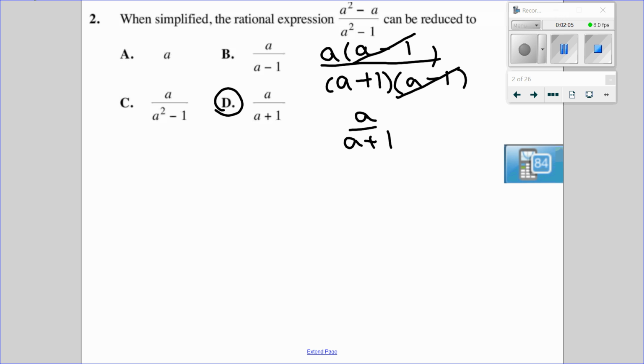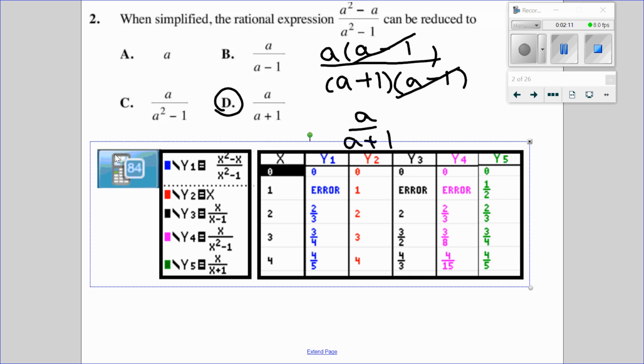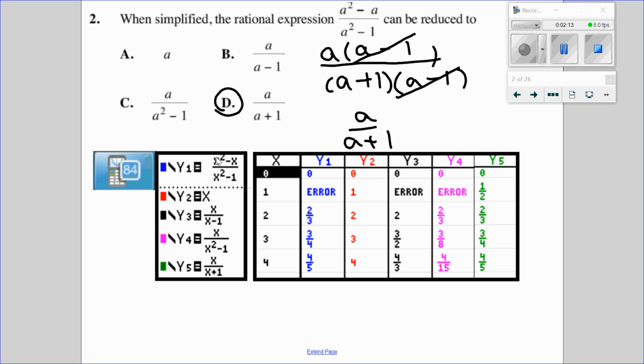Now, if this was a multiple choice question on your test, you could easily just put this in the calculator. So I just want to show you that. You can see in Y1, I put the question, and in Y2, I put the option for A, and then the option for B, the option for C, and the option for D. You would just have to do them one at a time. You don't have to do all of them because you might luck out and it might be the first one.